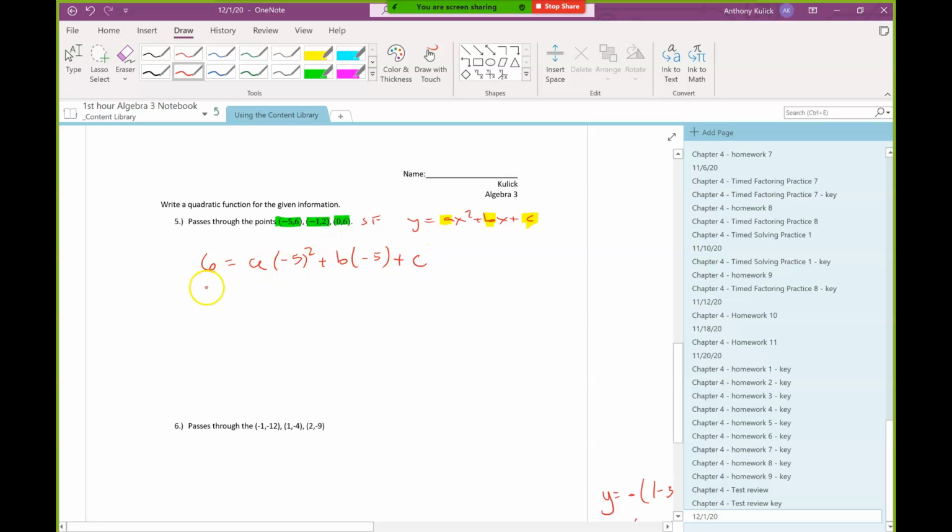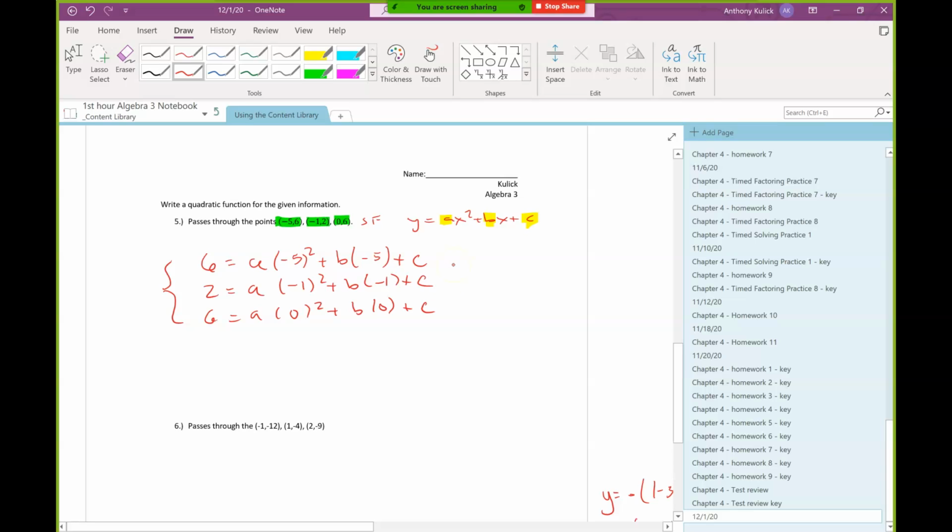Then we'll do the same thing with the next point, and the same thing with the last point. So this is my system.